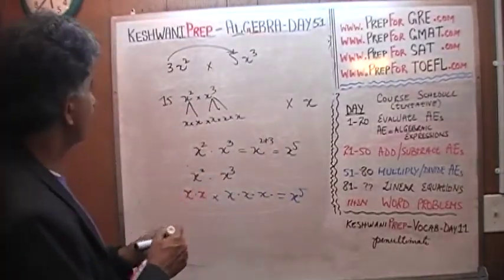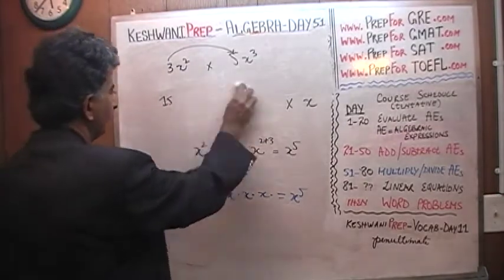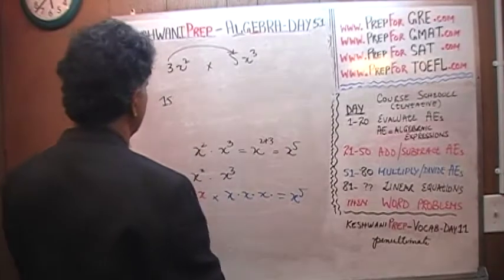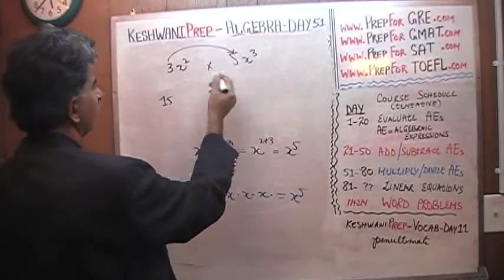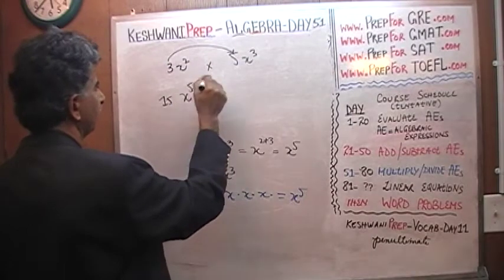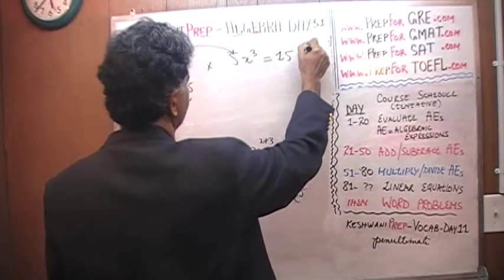So the answer here is very straightforward, very simple. We have 15 from 3 times 5, and x squared times x cubed is x to the 5th. That's it, that's the answer. Answer is 15 x to the 5th.